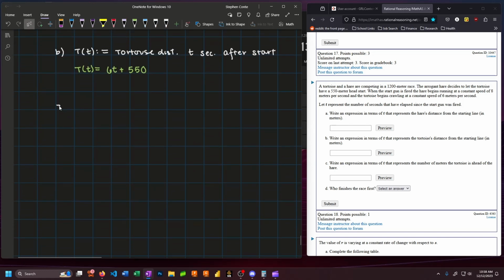Now for C, we want to write an expression in terms of t that represents the number of meters the tortoise is ahead of the hare. So I'll take the distance that the tortoise has traveled, and subtract the hare's distance from it. So that's going to be negative 2t plus 550. Or you can say it's 550 minus 2t.